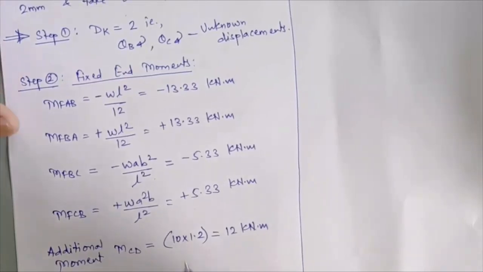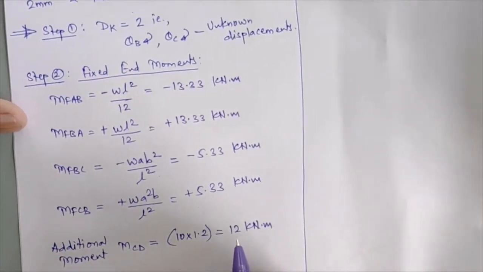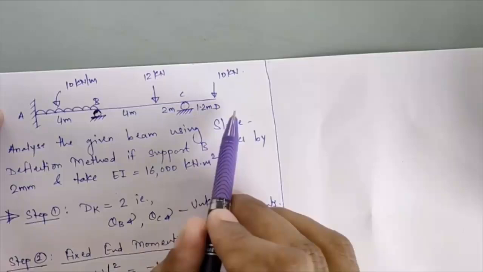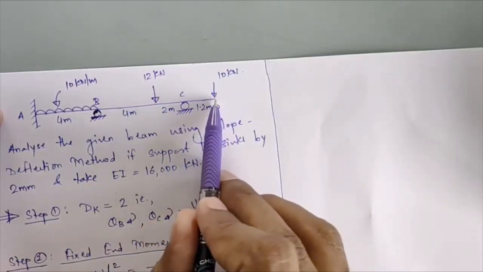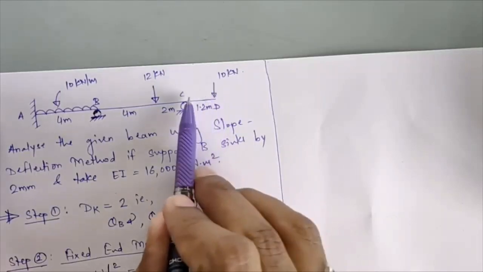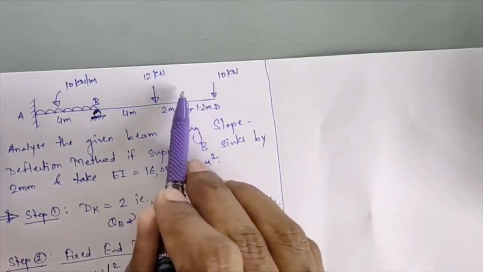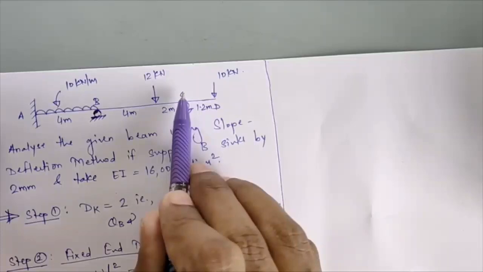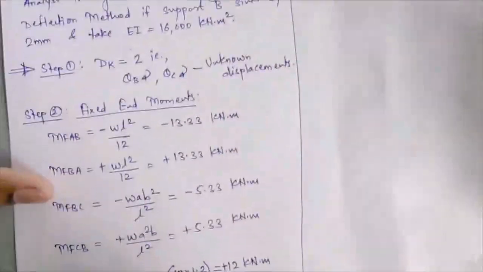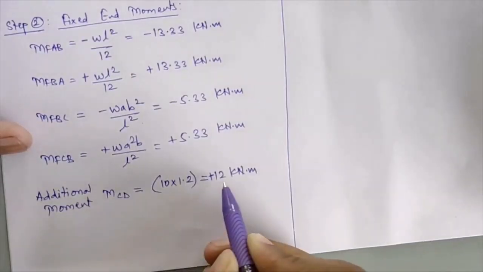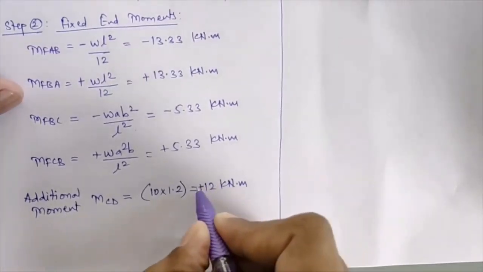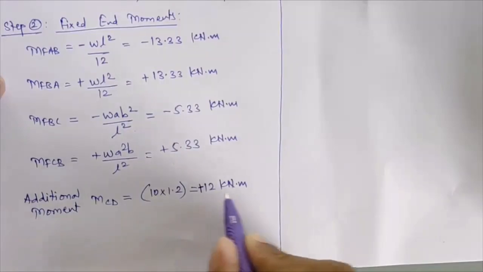Here, whatever additional moment we have got, that is MCD equal to 12 kilonewton meter. That will remain positive. Why? Because the point load acting over this overhang portion at point D will form a clockwise moment of 10 into 1.2 meter at this point C. Its restoring moment will be anti-clockwise in nature, but the actual nature of that moment will remain clockwise. That is why, while considering this additional moment MCD, it comes equal to plus 12 kilonewton meter. So you have to mark this point over here. So that is plus 12 kilonewton meter moment.